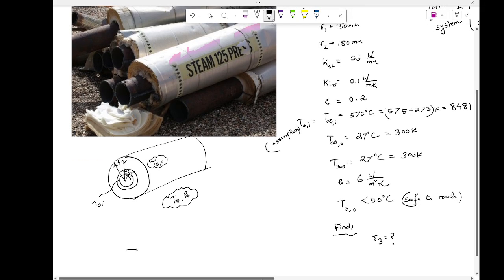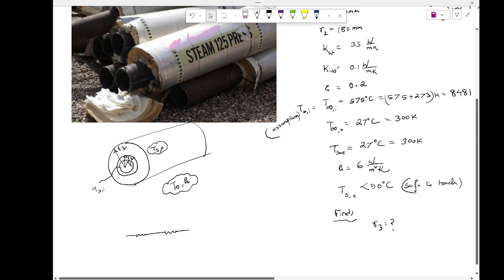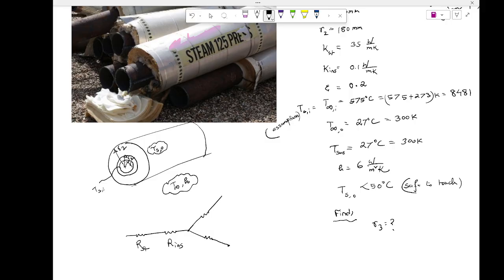You want to put all the resistances. How many resistances here for the solid? We have two resistances, right? One for steel, another for insulation. And then at the surface of the insulation, how many resistances are there? Two resistances, one for convection and one for radiation. Does everybody understand this?